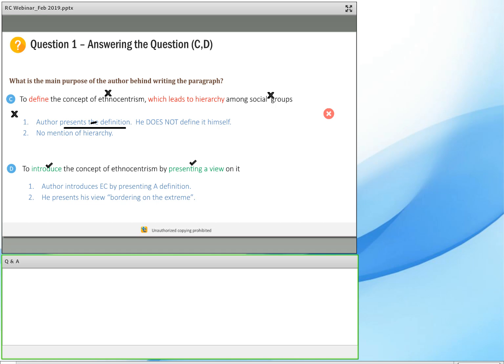So a couple more questions. How about if the other choice said critically evaluate? Even then, evaluate means doing pros and cons. The author doesn't talk about pros and cons of EC.